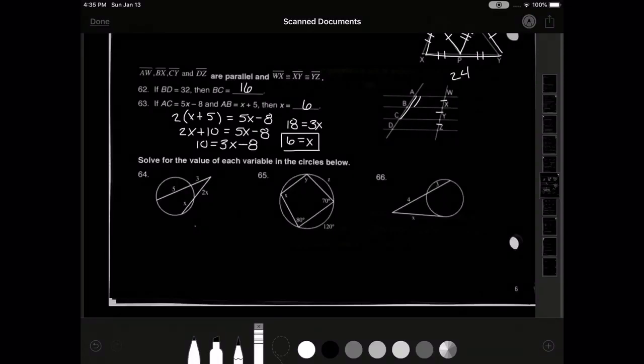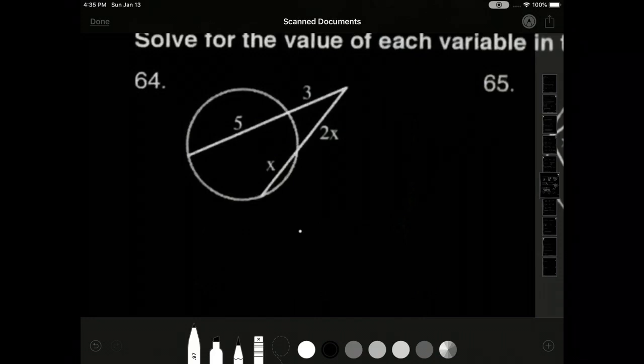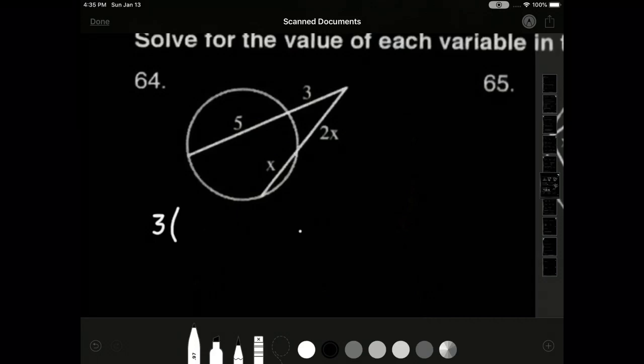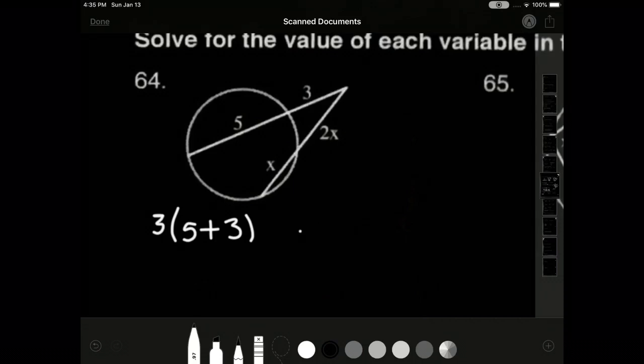So now we're getting into stuff that's more recent. So hopefully these types of problems are not too challenging. In 64, we have two secants. So the formula that goes along with that is taking the outside segment and then doing the inside segment plus the outside segment. All right, so it's outside times inside plus outside.